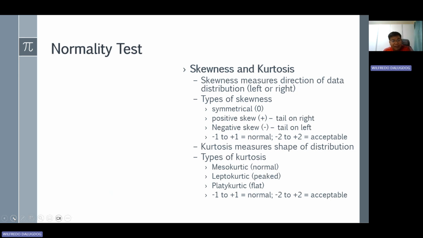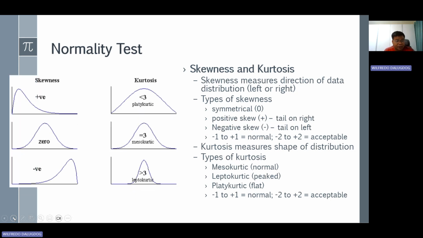To give you an illustration of skewness and kurtosis, on the left side is the skewness, showing the direction of the data distribution. Here the tail is on the right side, so that is positive skew. If it is in the center, which is zero, that is symmetrical. If it is on the left side, that is negative skew.